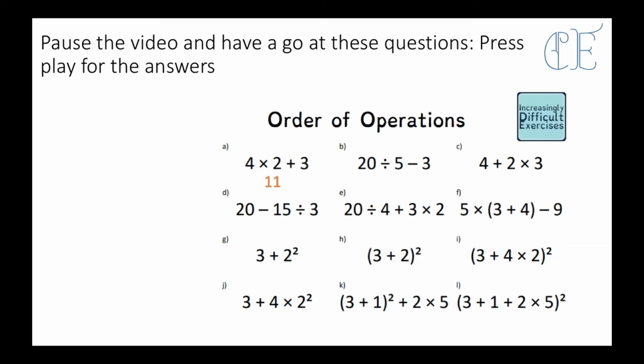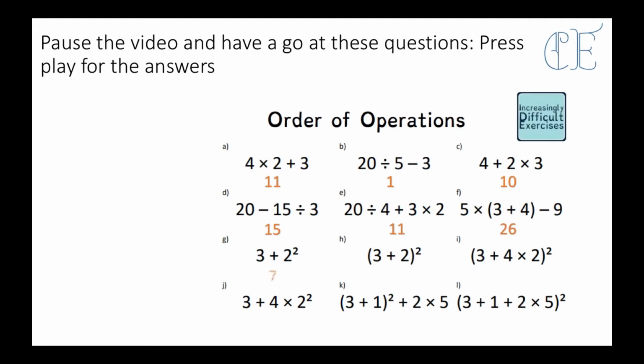So the first one then is 11, because 4 times 2 is 8, plus 3 is 11. The next one is 1. 20 divided by 5 is 4. 4 take away 3 is 1. The next one is 10. 2 times 3 is 6, plus 4 is 10. Don't forget the order. Okay, I won't go through them all because they're all straightforward.